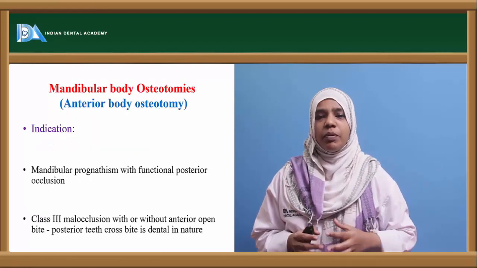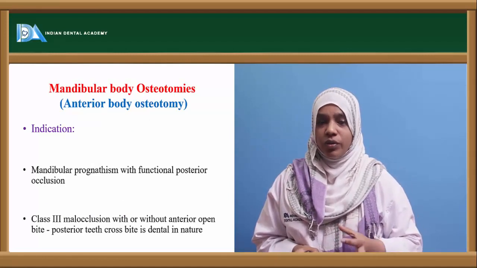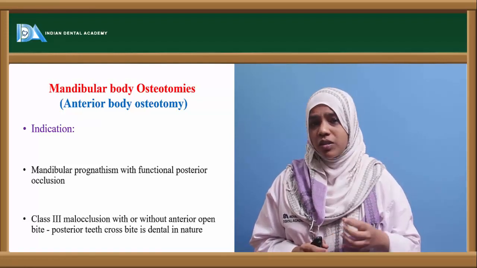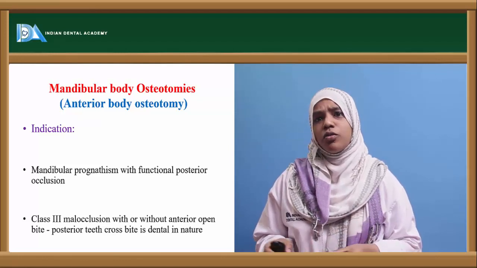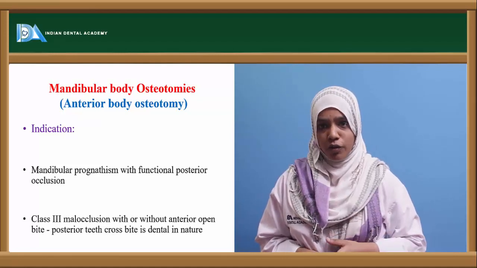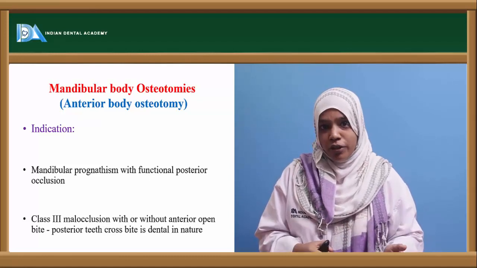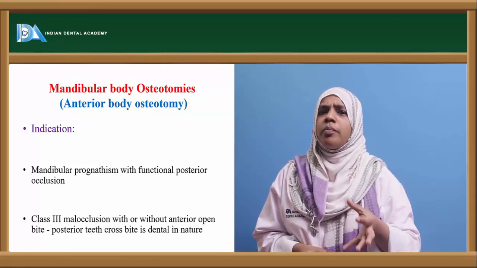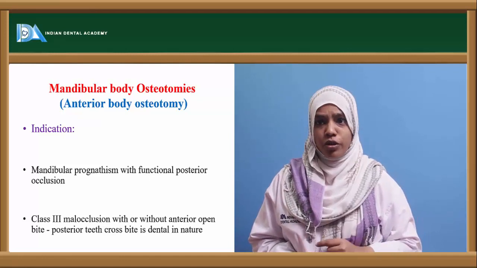Now, let's begin with the mandibular anterior body osteotomy. The indication for this procedure is when there is mandibular prognathism, but there is functional posterior occlusion, that is, the posterior teeth are in proper occlusion, so you need not touch them. That's the reason why you touch only the anterior part. Or in case of class 3 malocclusion with or without anterior open bite, where posterior teeth crossbite could be corrected orthodontically. You do not require an orthognathic surgery to correct the posterior crossbite. You can simply do it by decompensation and alignment with orthodontics. So these are the indications of anterior body osteotomy.